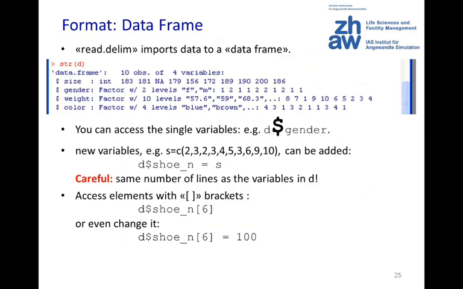The format with which you will have after reading is a so-called data frame. That is just a data format in R. You can access the single variables in such a data frame with the dollar sign. So if you type here, for example, $gender, then you will get the genders in a vector. If you would like to put a new variable, for example, the variable with name shoe_n, then you can just add that again with the dollar sign.